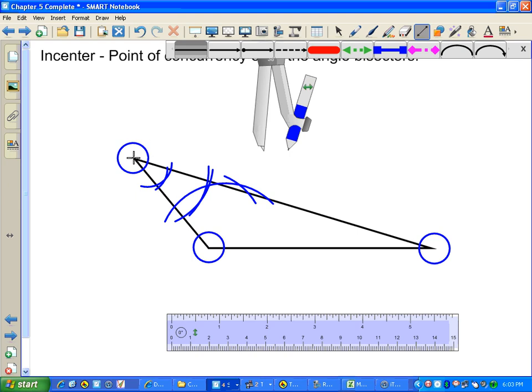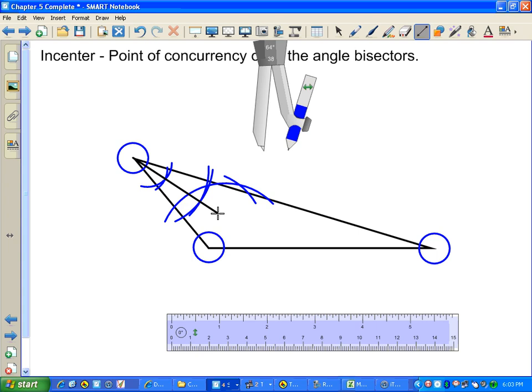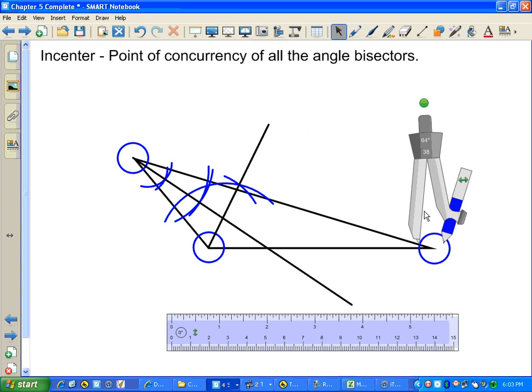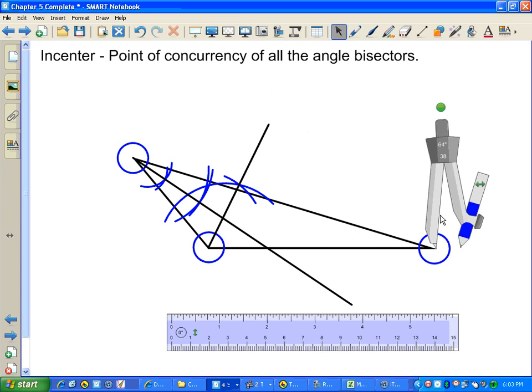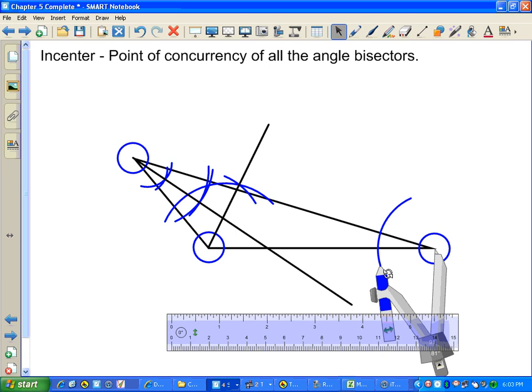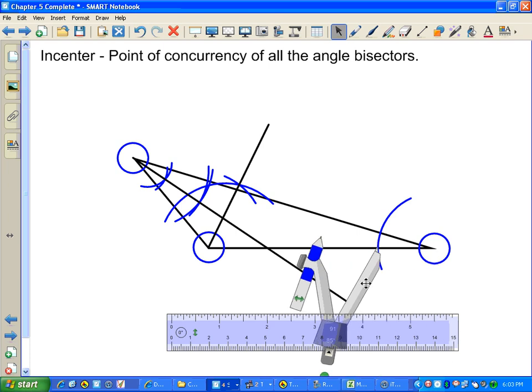So let's see. If we connect our vertex to the intersection of these lines, that's going to be our angle bisector. I think that's about it. Same thing here if I connect this vertex where these intersected. I'm right about there. We'll make one more. This circle's going to be too small, so I'm just going to make one that's a little bit bigger, and use those as my points.